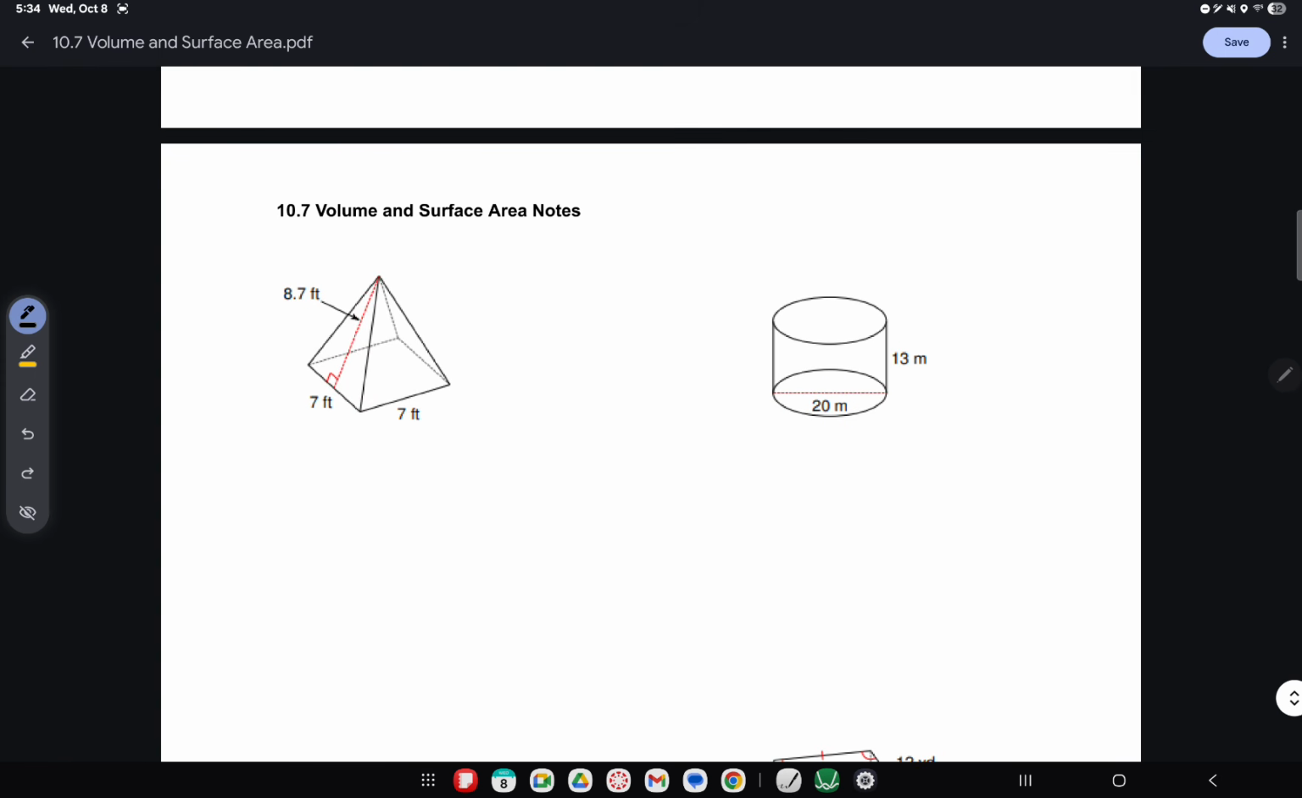All right, now I have a pyramid. So volume is 1/3 times the area of the base, which is a square, and then times the height. This gives me a height of the triangle and not the height of the actual pyramid. So I'm going to make up a number here. The height of the actual pyramid, let's make it 10.